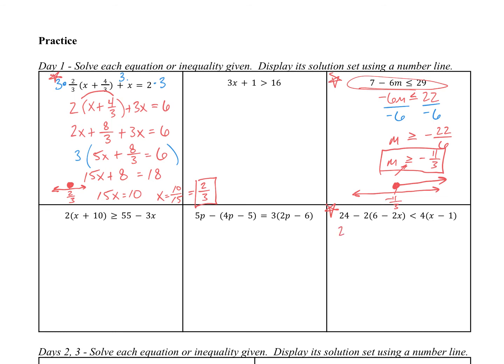So I'll leave the 24 alone. This becomes a minus 12. This becomes a plus 4x. Just be careful, that's a negative 2 times negative 2x. So that's a positive 4x now. Is less than 4x minus 4. Combining like terms probably makes a lot of sense, at least on the left side.